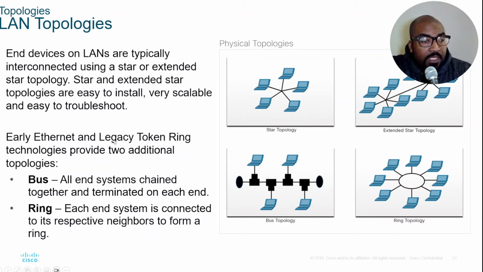So early Ethernet and legacy token ring topologies provide two additional topologies, bus and ring. Like, they don't use these anymore. These are old school. You know, they all kind of need to be talking to each other. If there's a break in the line somewhere, then they all would not talk to each other at all. But typically in your house, you probably should have a star topology.